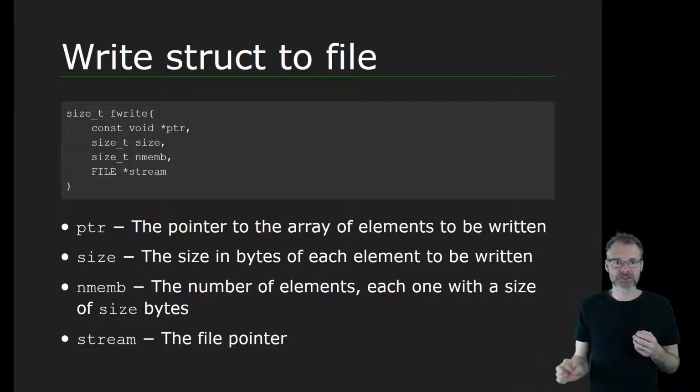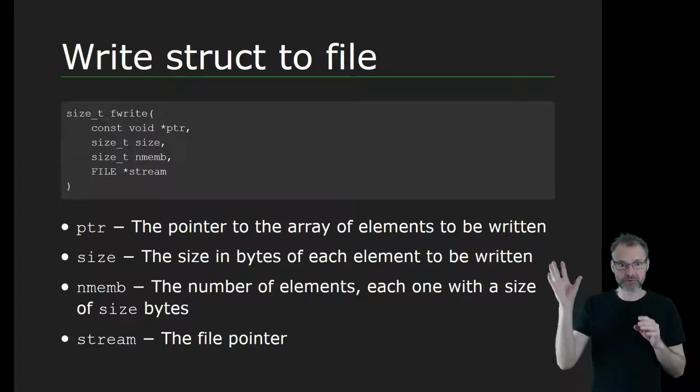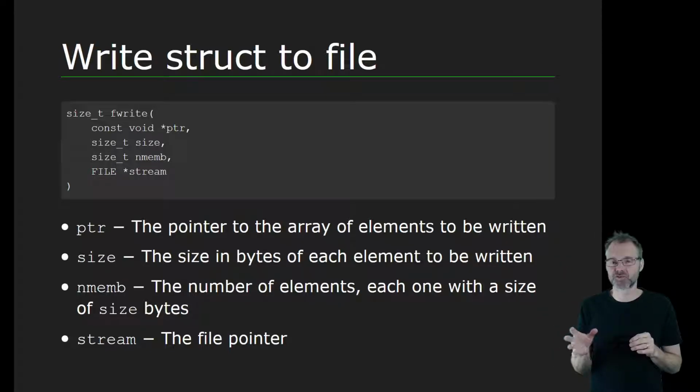I'm going to do an example here where I'm writing a struct to a file. To do that, I'm going to use the function called fwrite, and fwrite writes a block of data to a file. It basically is set up like this. First we have a pointer, and this pointer points to an array of elements.